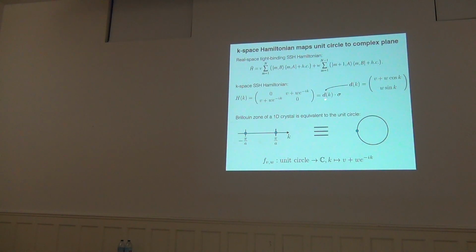Then this d vector is going to be a two-dimensional vector. It will have only x and y components, because sigma z would appear as the diagonal term, but there's no diagonal term. So it has only x and y components, and the two vector components are simply v plus w cosine k, so the real part of this matrix element, and w sine k, which is the imaginary part of this matrix element. So this is dx up here, and this is dy down there. This is the matrix. Questions?